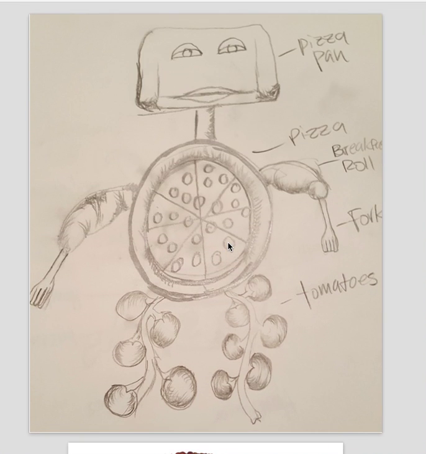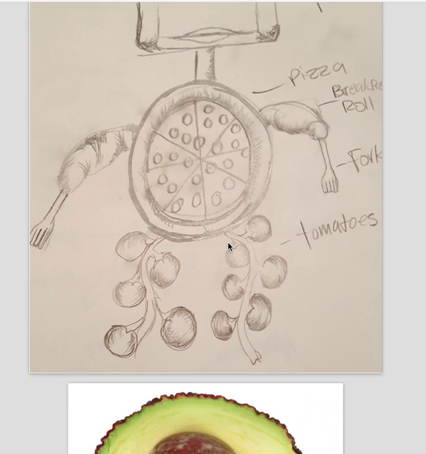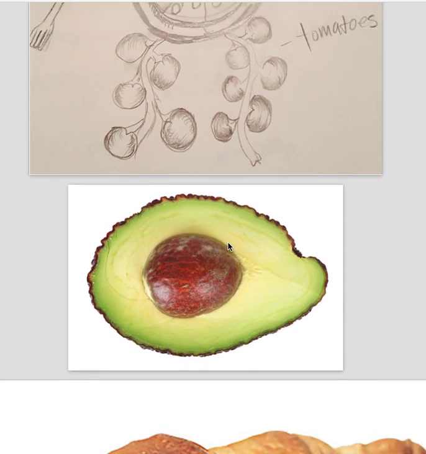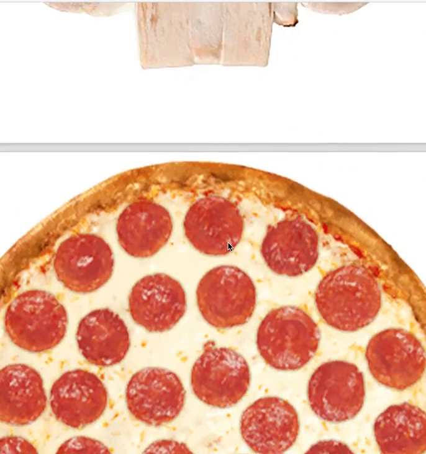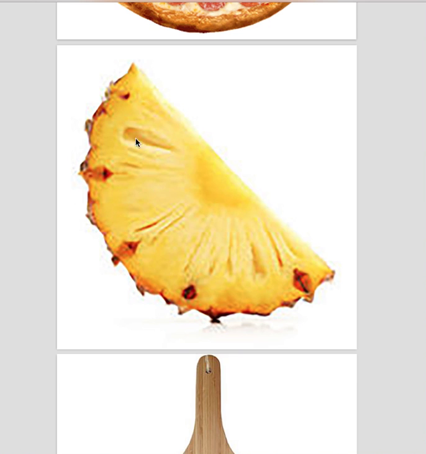Well, let's look here. So we have the avocado, and we have this croissant and a fork and a knife and a mushroom and a pizza and a pineapple. The pineapple looks pretty pixelated. Let's zoom out of it. Yeah, you might want to look for another pineapple slice.